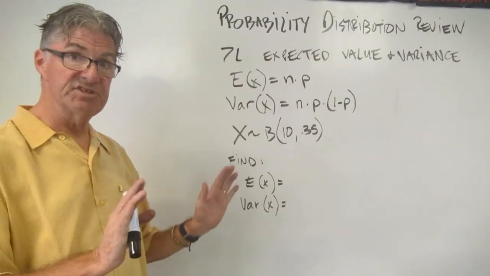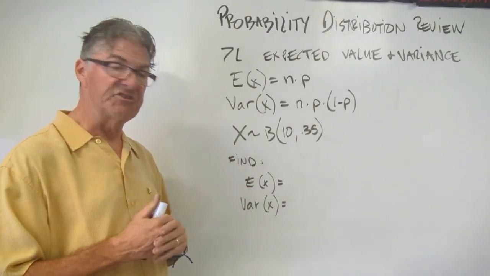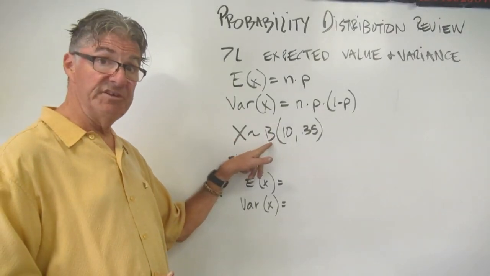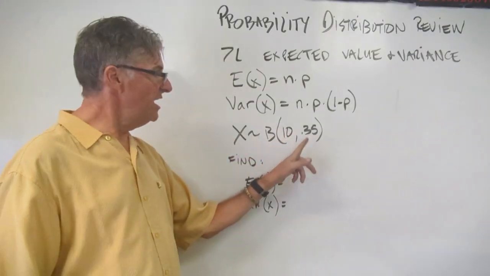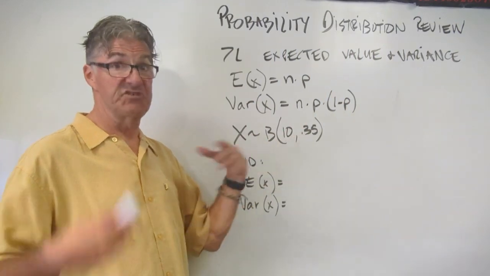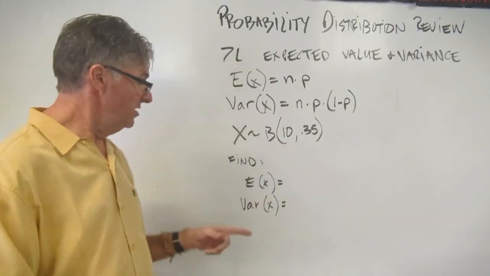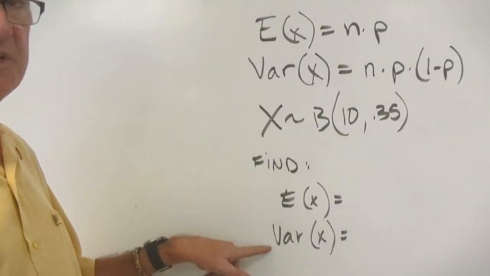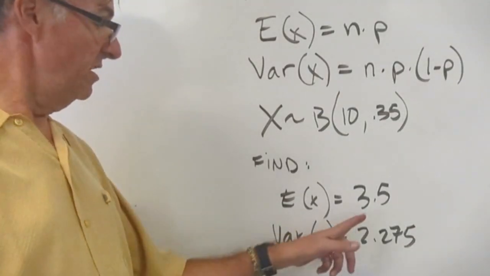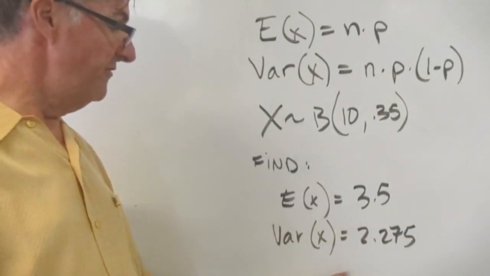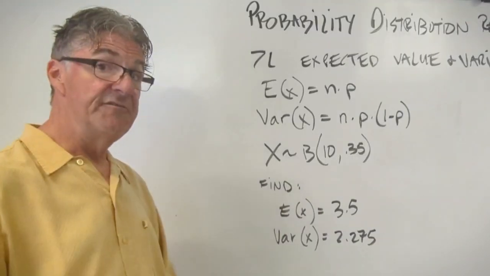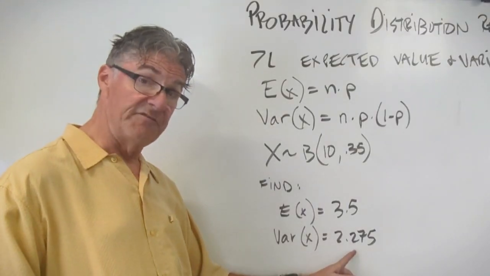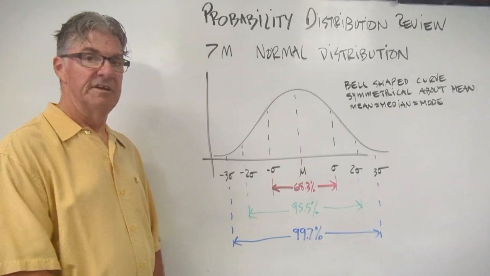Cool. Okay, so now let's do a problem. Now this one is 100% abstract. We don't know what the scenario is. We just know that random variable x is part of a binomial distribution. We have 10 trials and we have 0.35 chance of success. That's it. So you should be able to do these two calculations nice and quick. Find the expected value of x and the variance of x. So really quick calc. Expected value is 3.5 and the variance is 2.275. Now, if you needed the standard deviation for this example, you would just take the square root of that, and that would be your sigma.